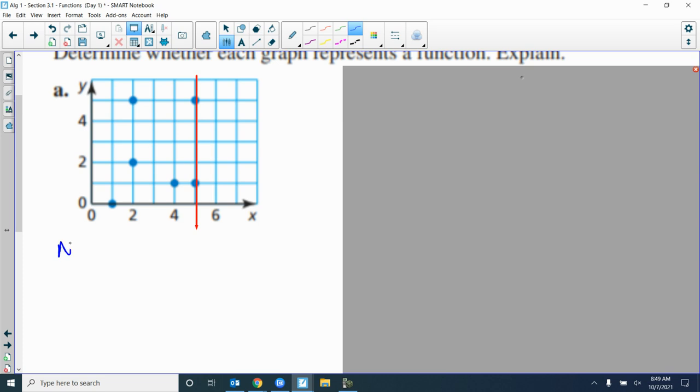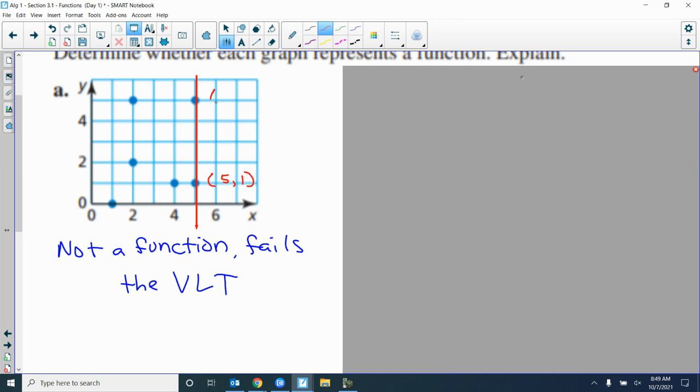Now, for this case, since I do have a graph, my explanation just needs to be: fails the vertical line test. You can put VLT. Fails the vertical line test. So the vertical line hits it twice, and you might want to draw that in there just so that you have it. Here's what's going on. The ordered pair for this one here is 5, 1. The ordered pair here is 5, 5. So the 5 appears twice.